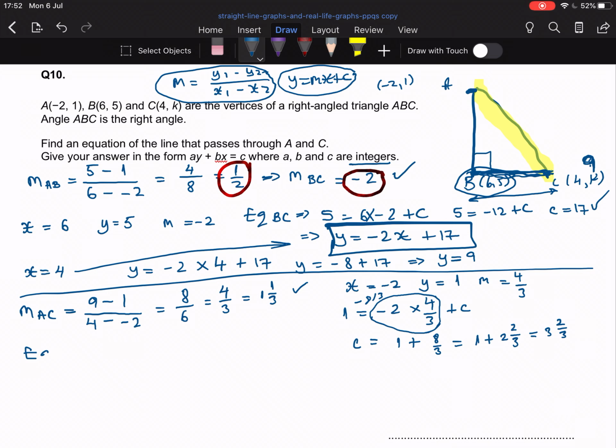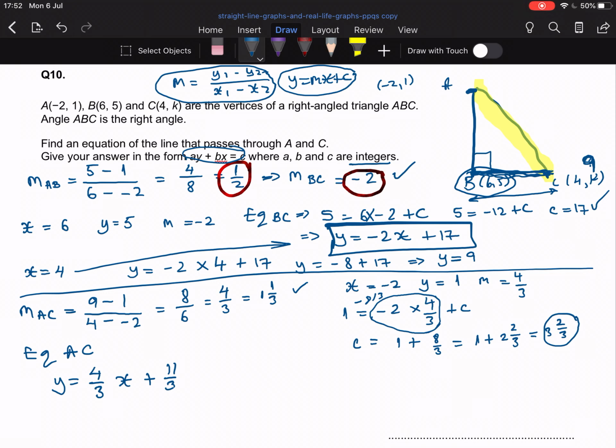So the equation of AC is y equals, so I'm doing it in the usual way first, and then I see what I can move around to bring it in the form they want me to have here. So y is equal to the m, so the gradient is 4 over 3 x plus 3 and 2/3. I might write that as an improper fraction. So I'm going to write it as 11 over 3. But it doesn't really look like what they want me to have. You see it says a, b, and c are integers. I don't have integers. It's not rearranged the way they want it.